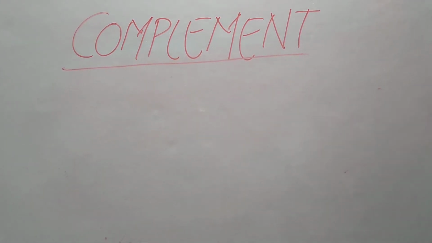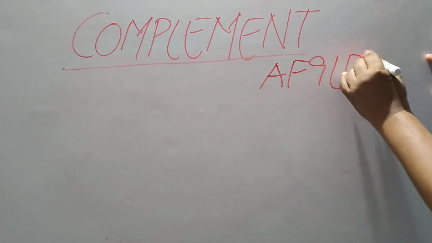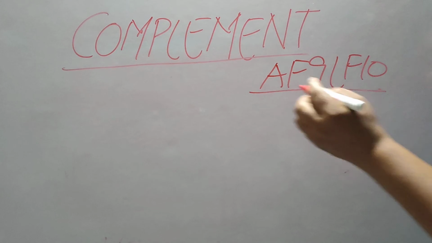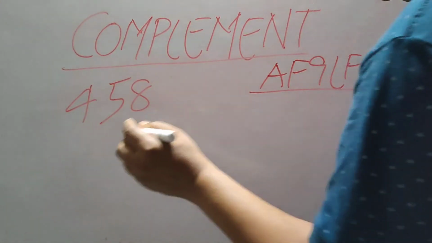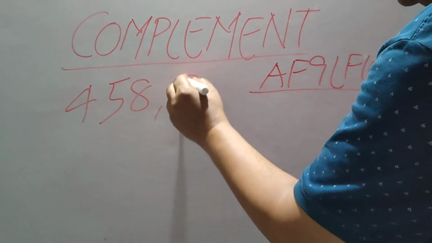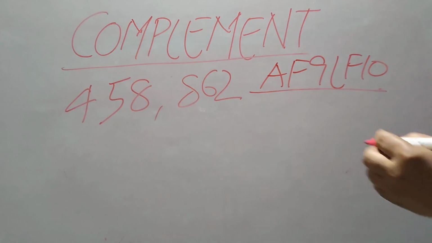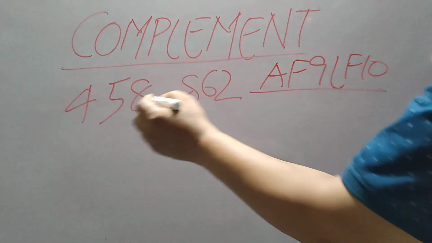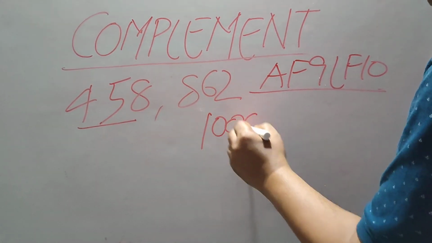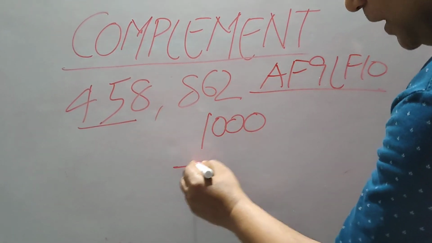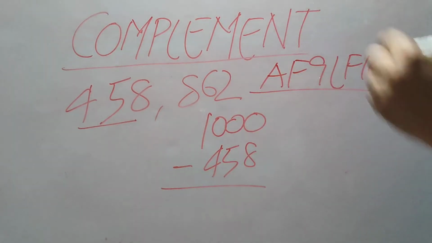You can see this, sir. Our basic formula is AF9, LF10, right? So the number is suppose 4, 5, 8, or maybe another number I take 8, 6, 2. I have to find the complement of these two numbers. So first of all, I find the base of this number. What will be the base? There are 3 zeros, so the base will have 3 zeros. So this is the base. Now I have to subtract 4, 5, 8 from the base 1000.